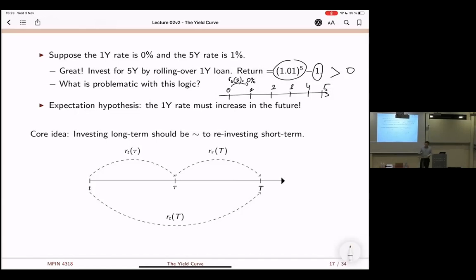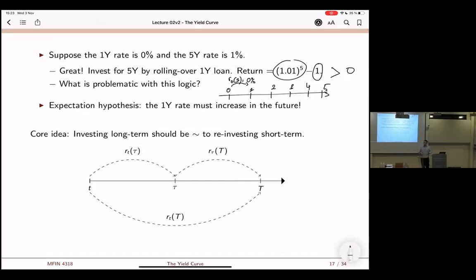And in fact, we have one theory, which is the expectation hypothesis, that tells you, well, if that's the case, if the 5-year rate is higher than the 1-year rate, it must be that the 1-year rate will increase in the future. Right? That's what this expectation is telling you. So to be a bit more formal and not rely only on this example, we're going to introduce some notation.